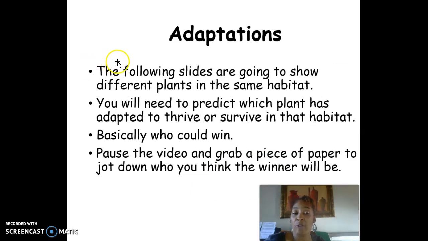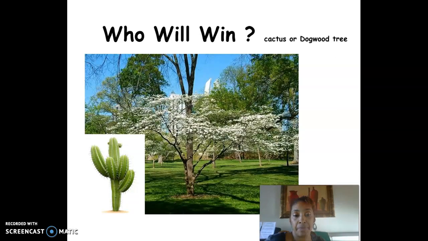The following slides are going to show different plants in the same habitat. You will need to predict which plant has adapted to thrive or survive in the habitat. Basically, who could win? Pause the video and grab a piece of paper to jot down who you think the winner might be. Who will win? The cactus or the dogwood tree? Take a moment to jot down your thoughts.